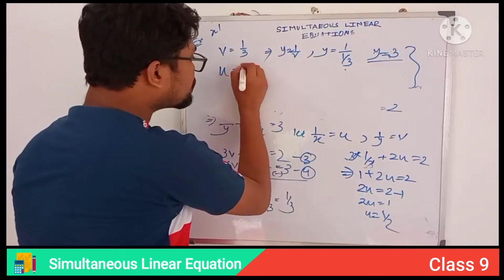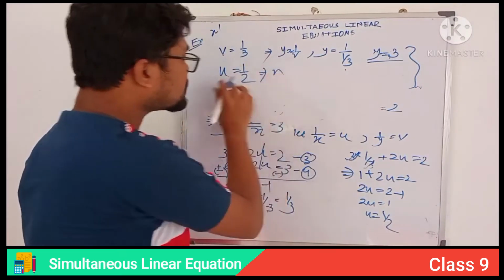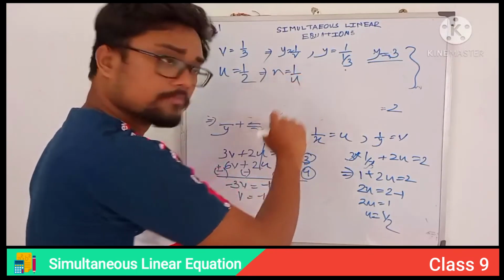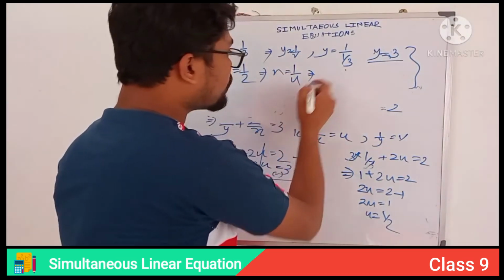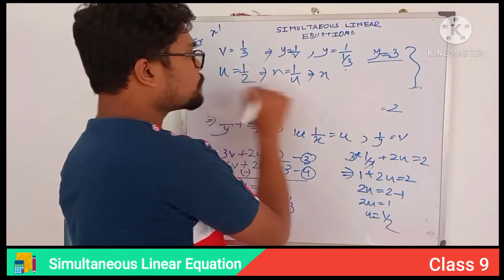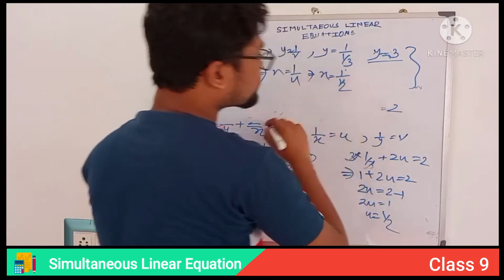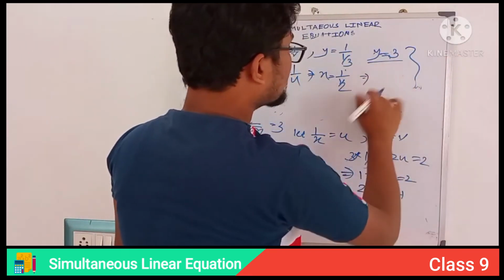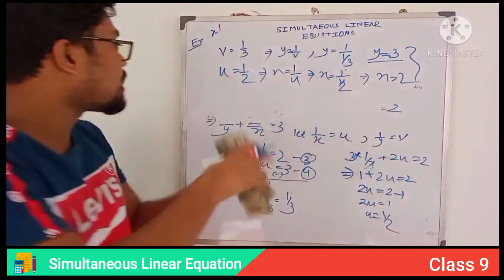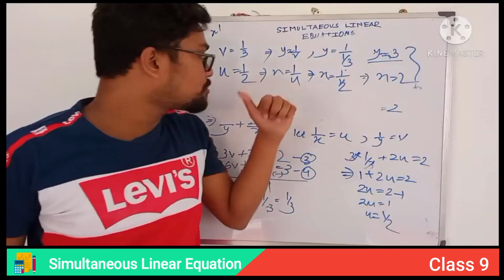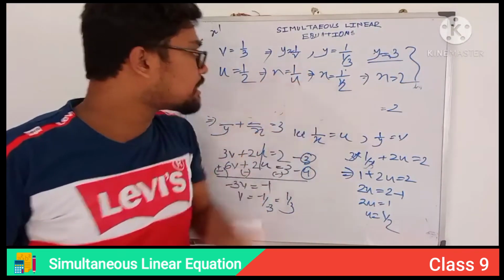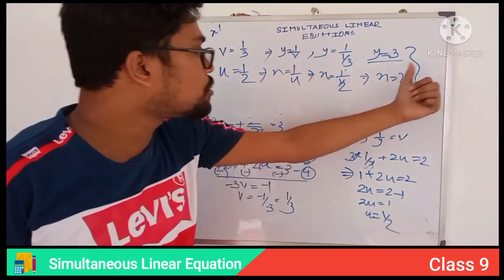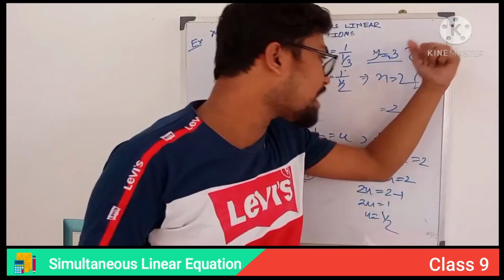So the value of y equals 1 by half. Now what is the actual value of y? We put x equal to 1 by u. So what is the value of u? The value of u equals 1 by half. Again u equals 1 by 2, we put x equal to 1 by y. Now the value of y is on this side, we get the actual values x equal to 2 and y equal to 3.